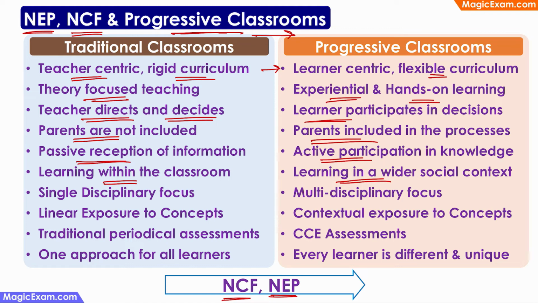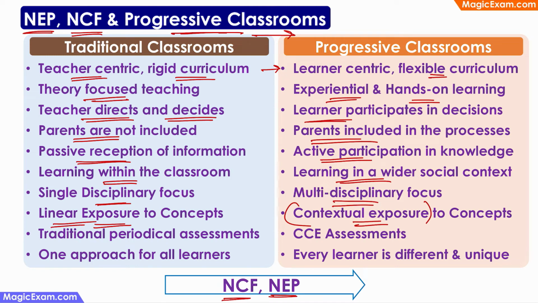And in traditional classrooms, there is single disciplinary focus. For example, previously the subjects used to be like science, maths, biology, social studies, whereas a multidisciplinary focus means that now we see subjects like EVS, which is a combination of multiple subjects like science and social sciences, right? And in a traditional classroom, exposure to concepts happens in a linear way. That is, after chapter 1, you'll study chapter 2. After chapter 2, you'll go to chapter 3. Whereas in a progressive classroom, there is contextual exposure. That is, as and when children get exposed to something in real life, they also look at the theoretical aspect of that. Therefore, there is contextual exposure to concepts, not just following a linear way as mentioned in the syllabus.